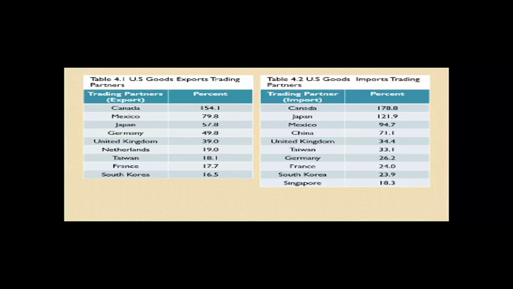Table 4.2 is the US goods import trading partners. Trading partner imports: Canada 117.8%, Japan 121.9%, Mexico 94.7%, China 71.1%, United Kingdom 34.4%, Taiwan 33.1%, Germany 26.2%, France 24.0%, South Korea 23.9%, Singapore 18.3%. The source of this is the US Bureau of the Census.